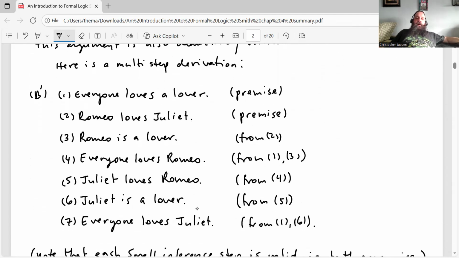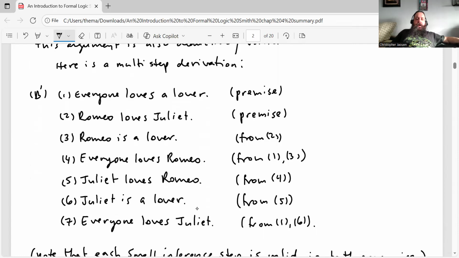Premise one, everyone loves a lover. Premise two, Romeo loves Juliet. And then we get an inference from two: Romeo is a lover, because Romeo loves someone, right? Then from 1 and 3, we get the inference step, everyone loves Romeo. In other words, everyone loves a lover, Romeo is a lover, therefore everyone loves Romeo. We get another inference here for proposition 5.